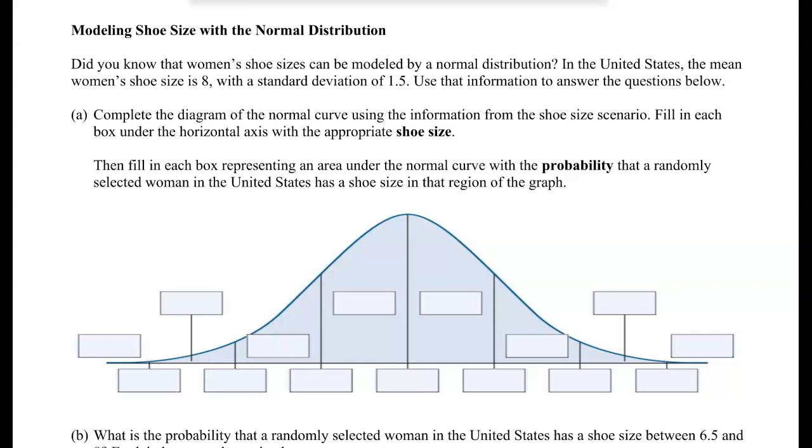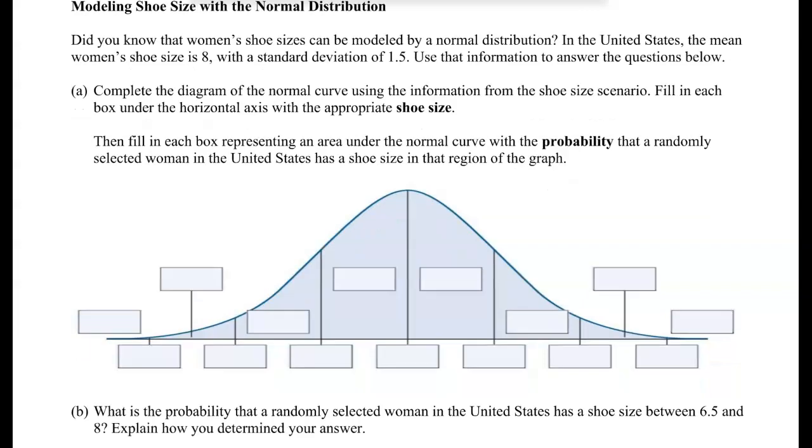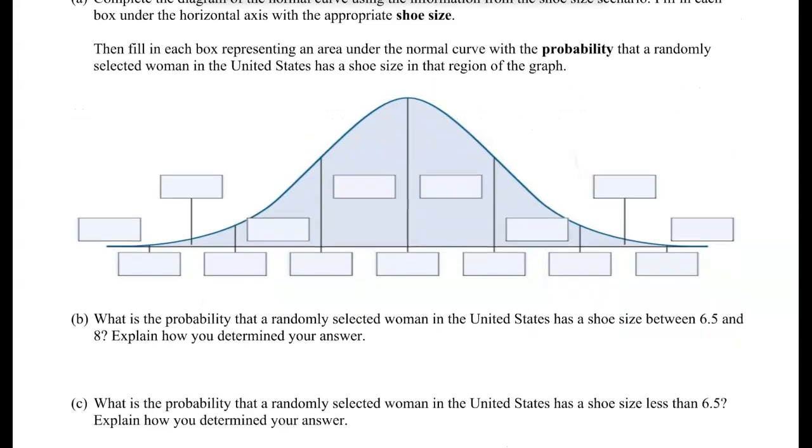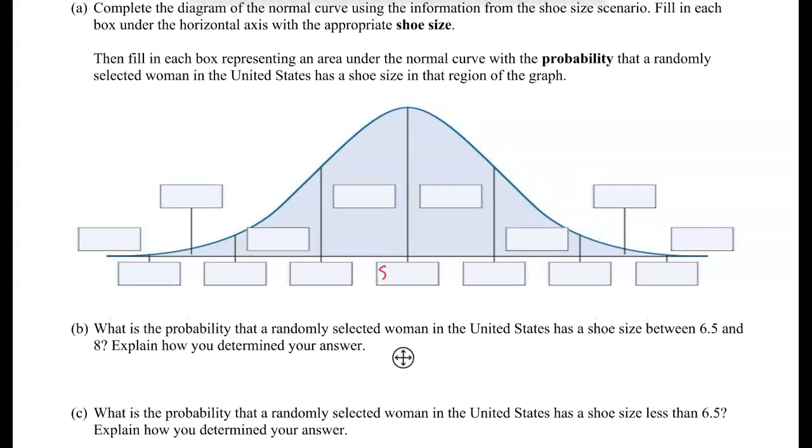It says, complete the diagram of the normal curve using the information from the shoe size scenario. Fill in each box under the horizontal axis with the appropriate shoe size. All right, guys, go ahead and fill those in. But just know the label goes in front when you're doing this. So this would be size what? 8. And that is going to end up being your mean. Go ahead and fill in the other sizes based off of using your standard deviation.